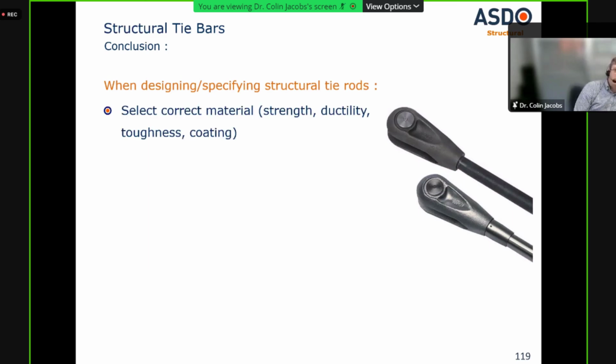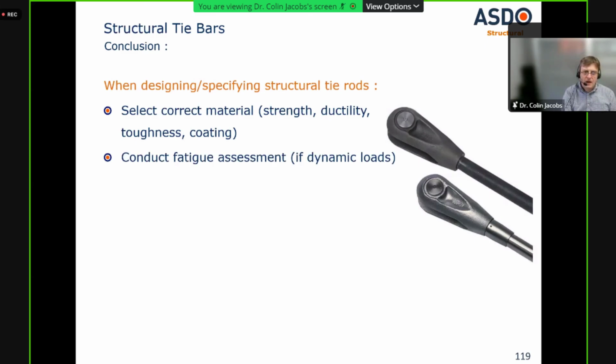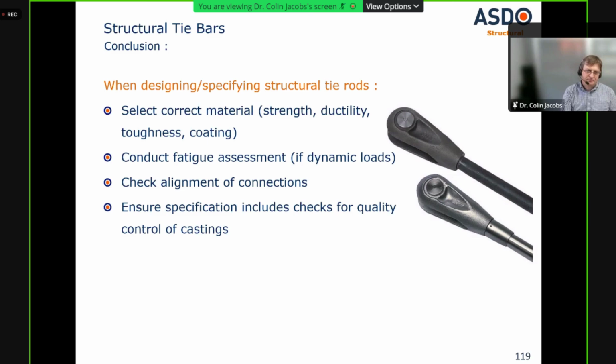So really, in conclusion, we'd say when you're specifying or looking at your structural tie rods, really use the correct material. Don't have too high a strength, I would say. Definitely don't go over 690 type grade. Don't use pre-stressing bar type grades. Do your fatigue assessment, certainly if there's dynamic loads. Check alignment of your connections. They go in the line of force. Ensure your specification includes checks for quality control of castings.